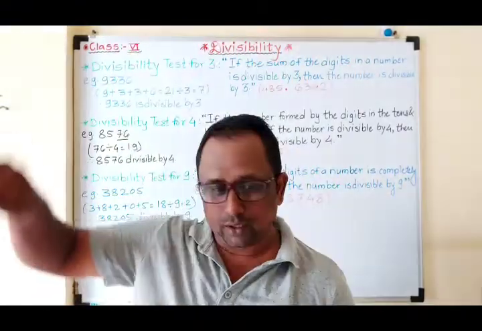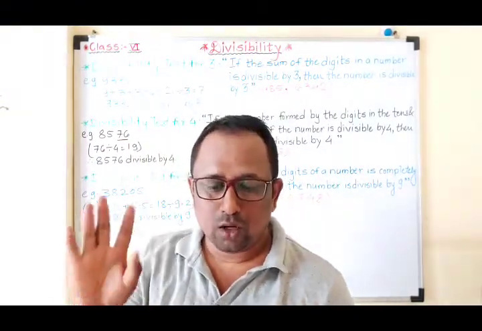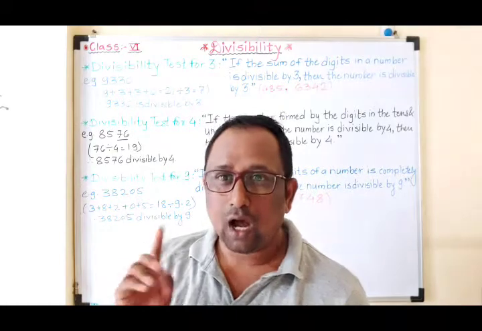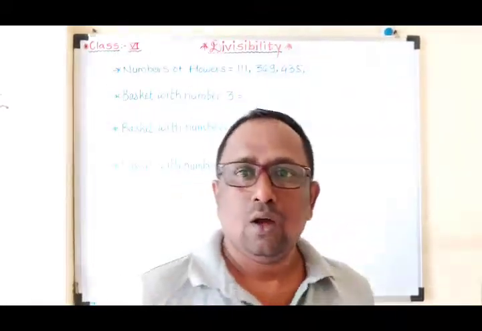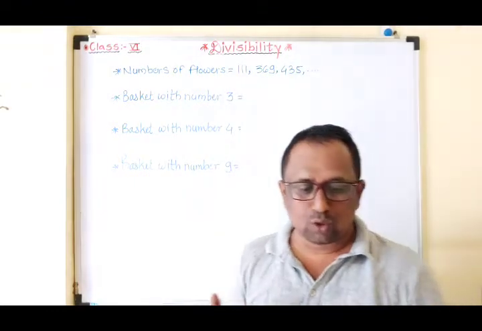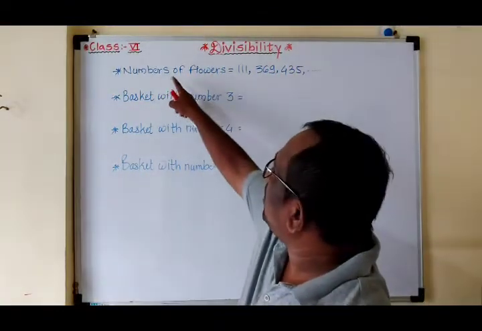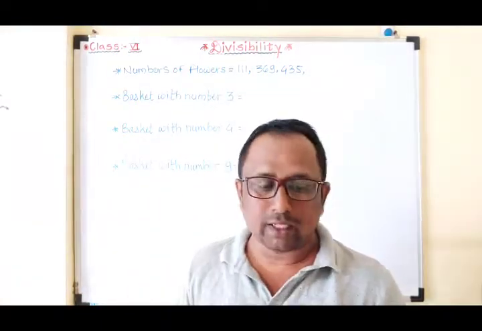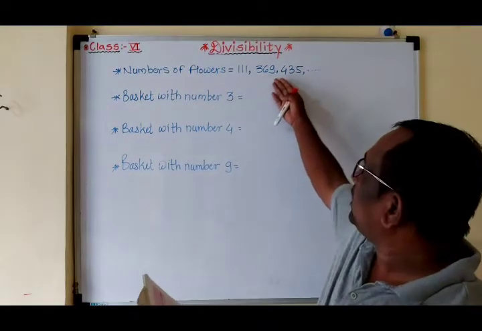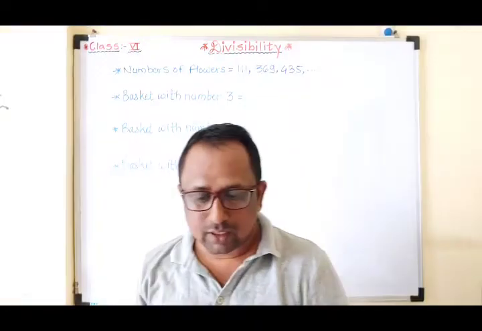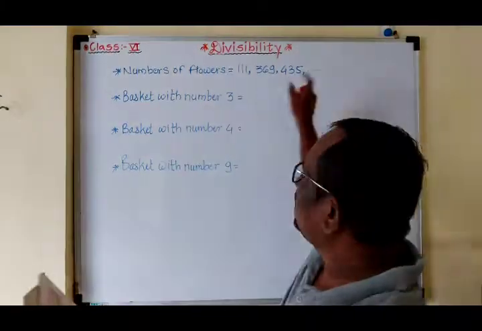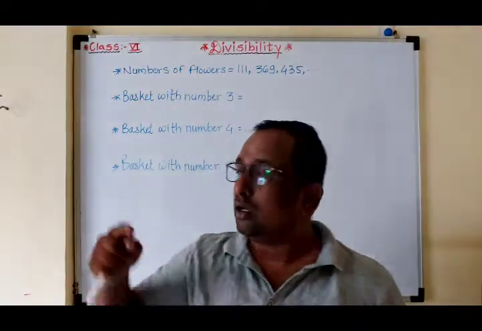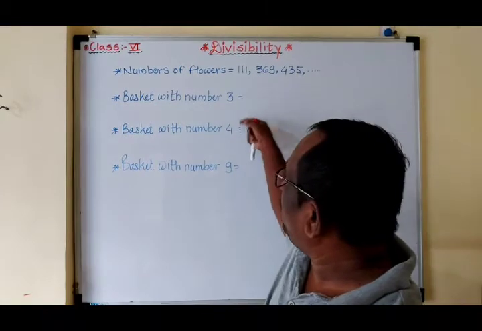So the moral of this example is, from the given numbers, you have to check the divisibility test of 3, 4 and 9. How? Look here. In the given example, students, how do you solve this? First write the numbers of the flowers. There are some numbers given like 111, then 369, 435, 356, 960. So all the given numbers you have to write first, and then we have to check the given numbers with the divisibility test of 3, 4 and 9.